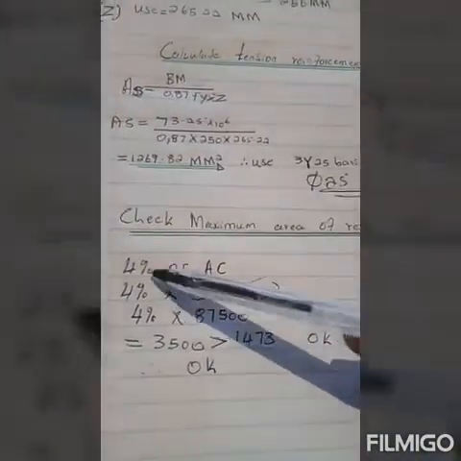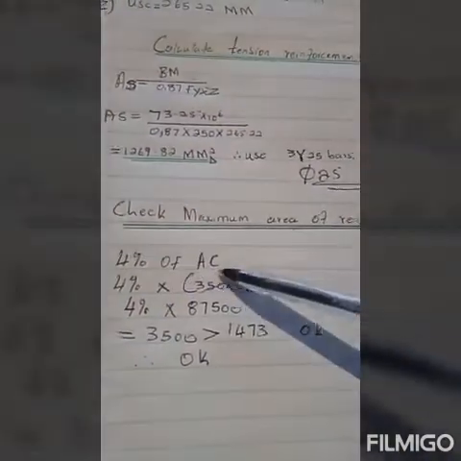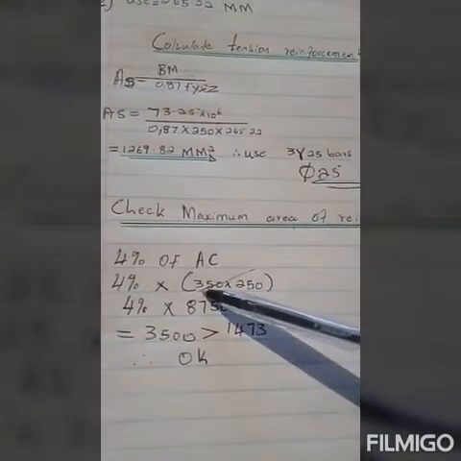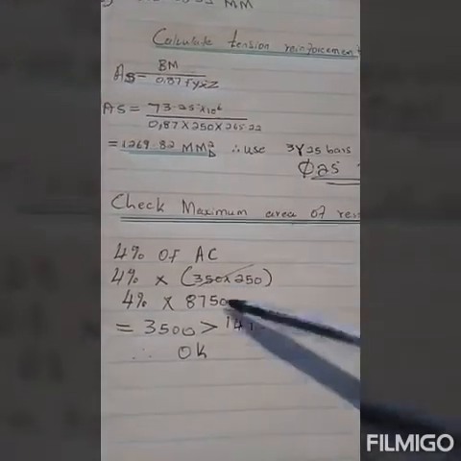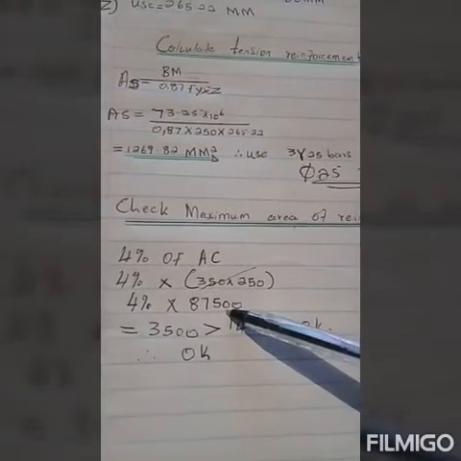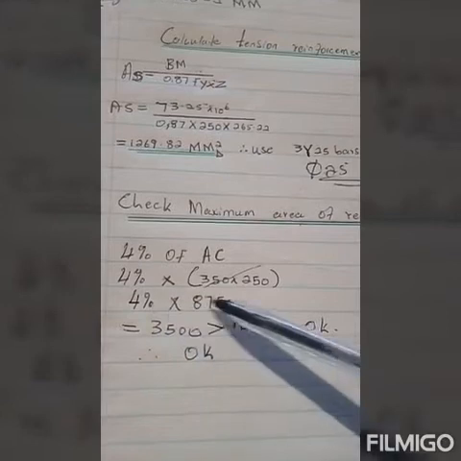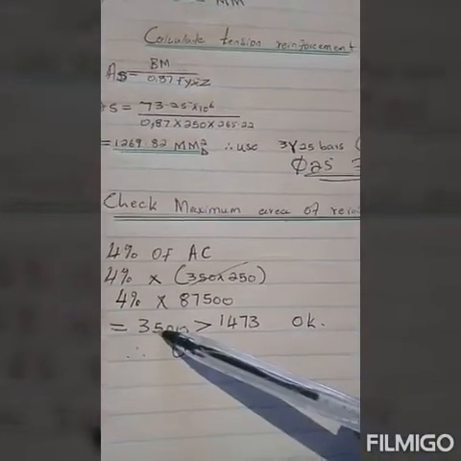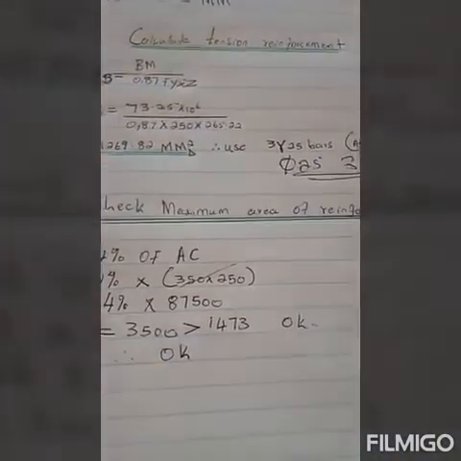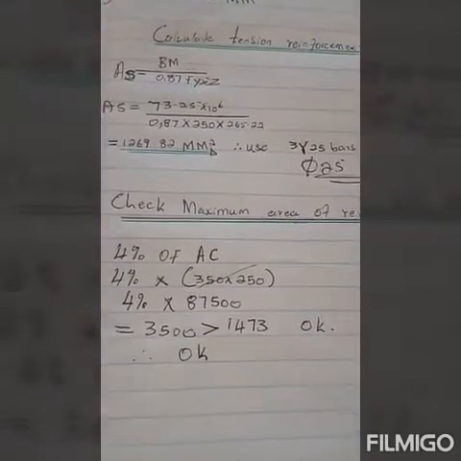So here is our formula. It's 4% of area of concrete. The length is 350, the breadth is 250. Then it's 87,500, and then we need the 4% of that, which is 3,500.